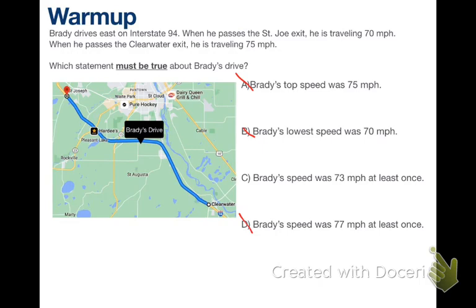And to that end, statement C is the statement here that has to be true. If Brady was going 70 miles per hour and later on ended up going 75 miles per hour, well, his speed is a continuous function there, his velocity. He can't jump over 73 miles per hour. He can't go 70, 71, 72, and then 74. He had to have been going 73 miles per hour at least once on that trip. And in a nutshell, this is what the intermediate value theorem tells us.